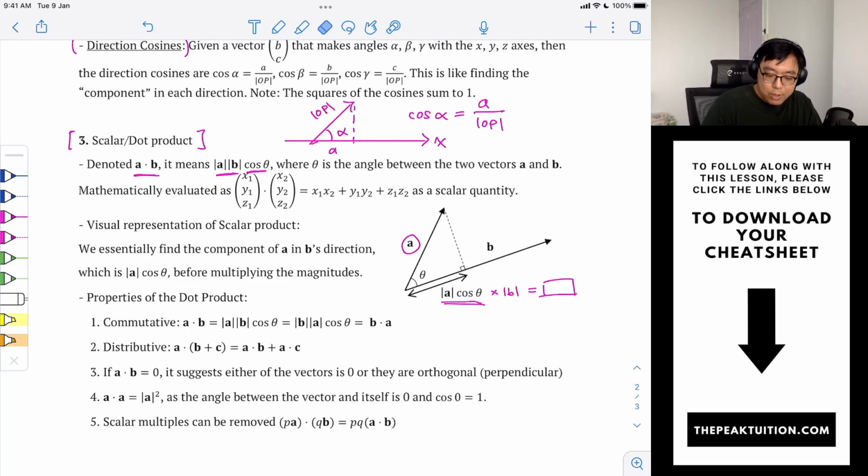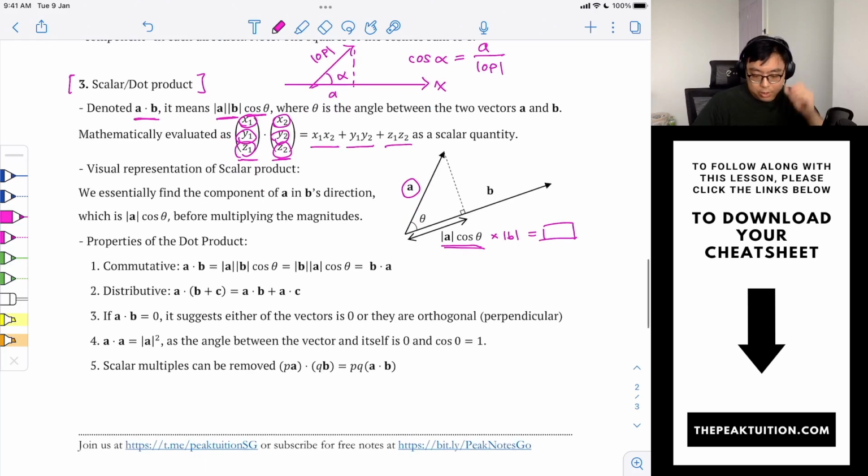Mathematically, you evaluate them like this. You take the first component and you multiply, then you add the second component multiplied, and then you add the third component multiplied. This will give us a scalar quantity, as you can see. There's no more vector in the final answer. So we talked about visual representation already. It's very important to understand this visual representation and to gain an intuition for it. But without further ado, let's jump into properties.